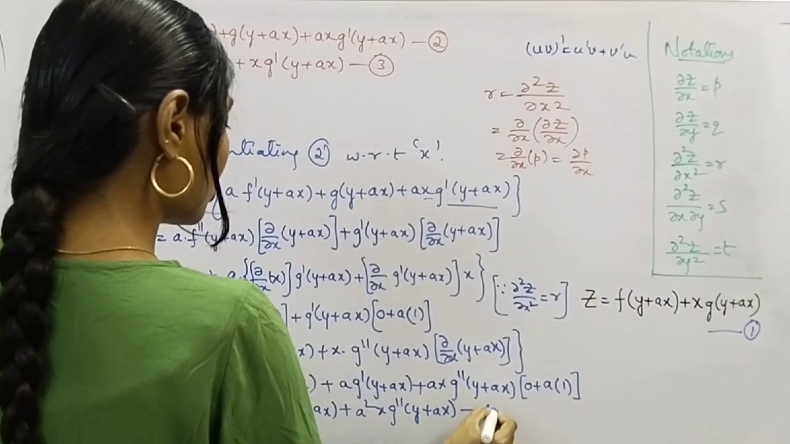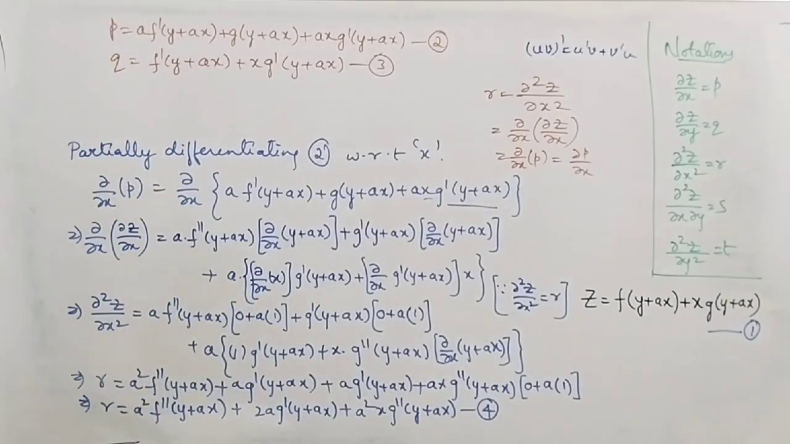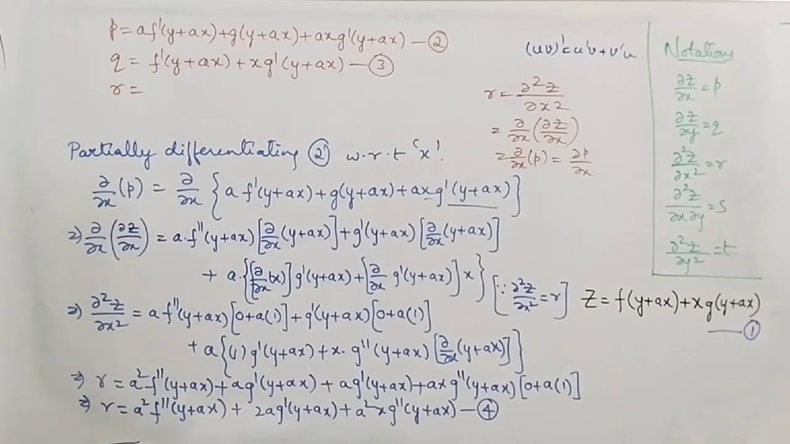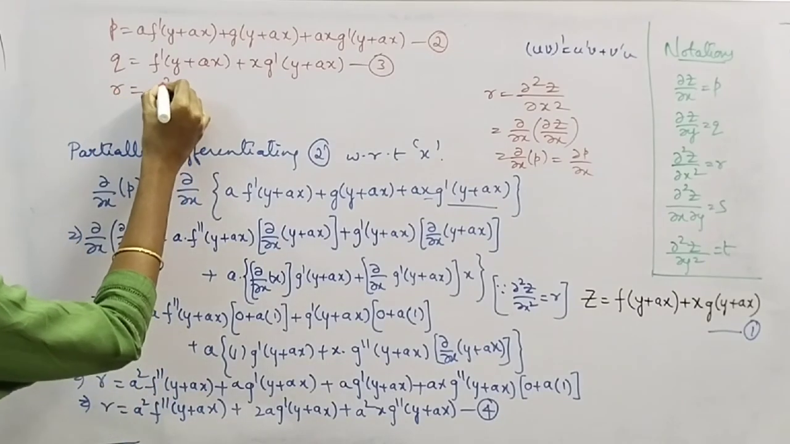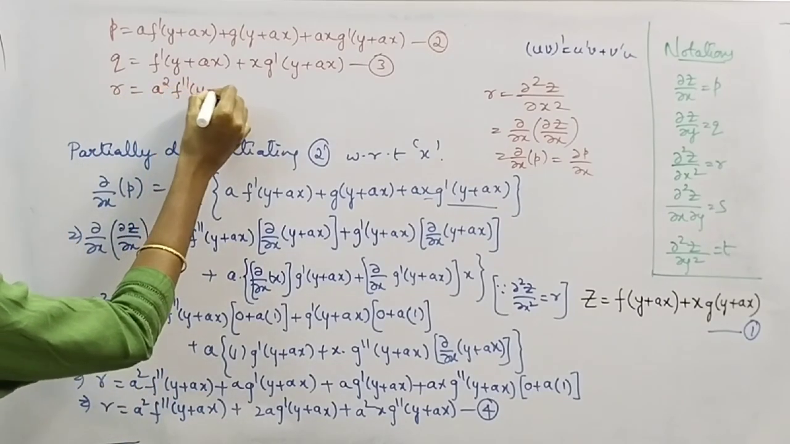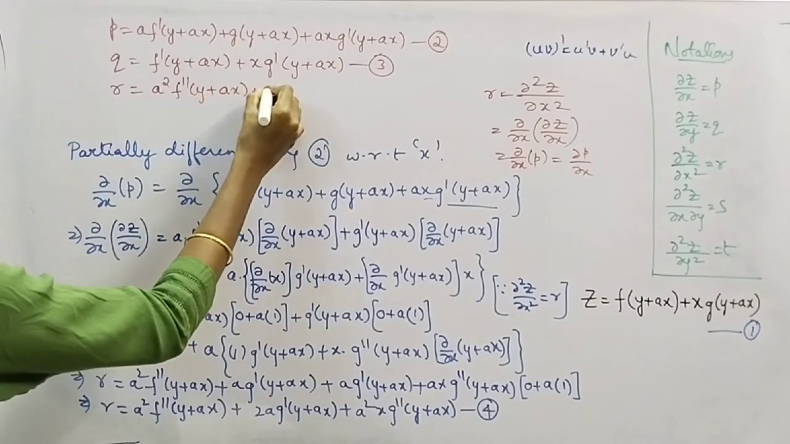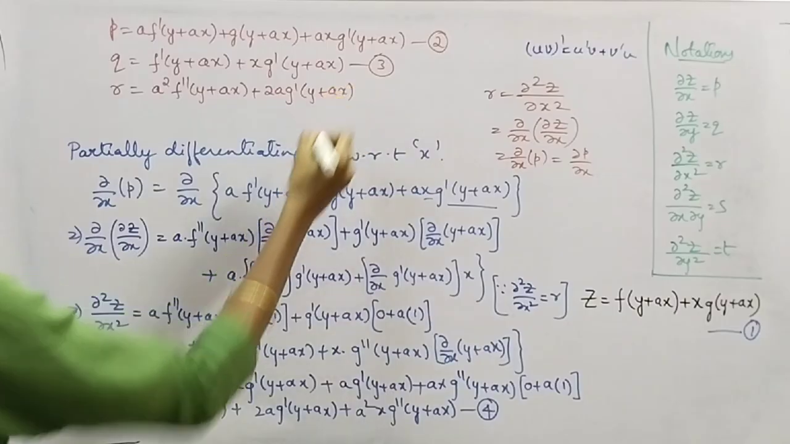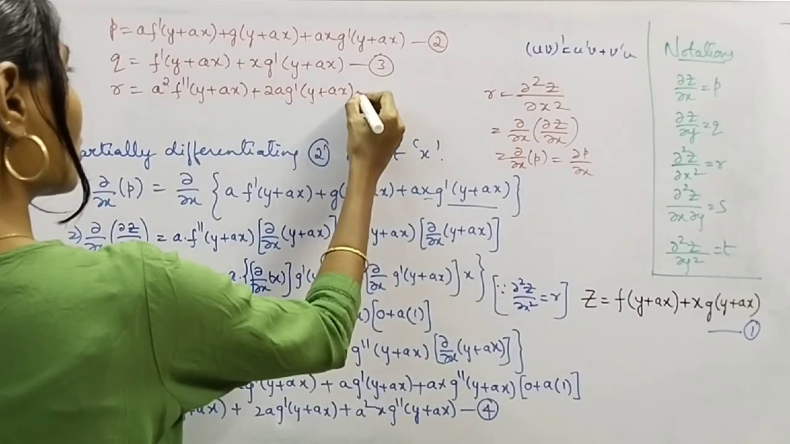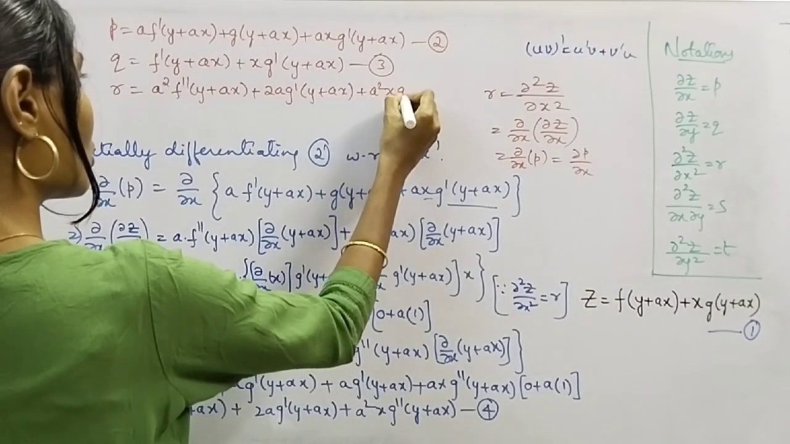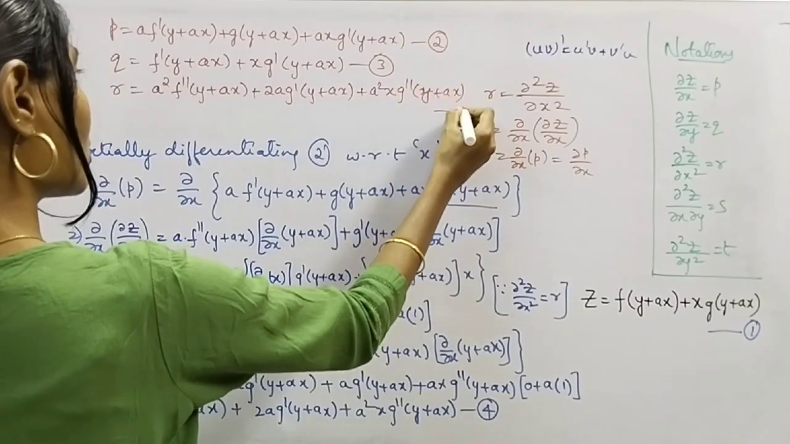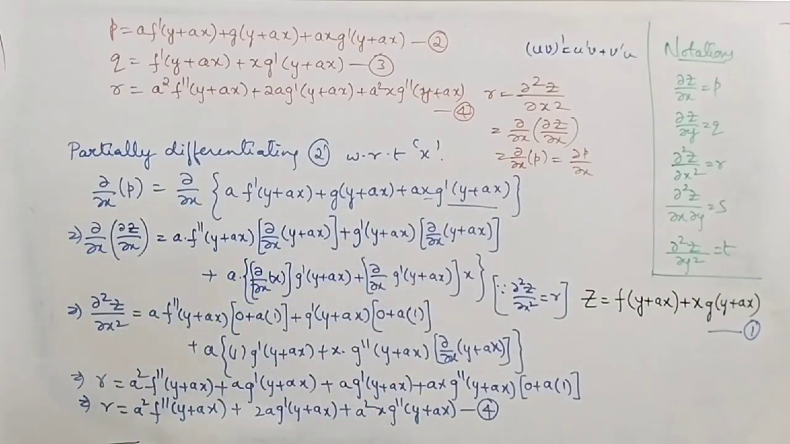Consider this as equation number 4. We got the equation involving r, right? r equals a square f double dash of (y plus ax) plus 2a g dash of (y plus ax) plus a square x g double dash of (y plus ax), which is equation number 4.